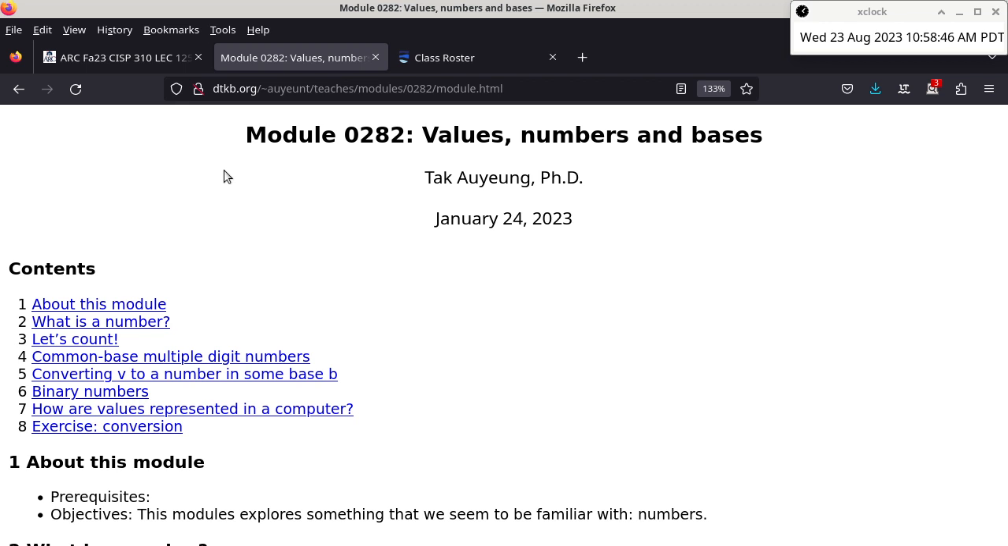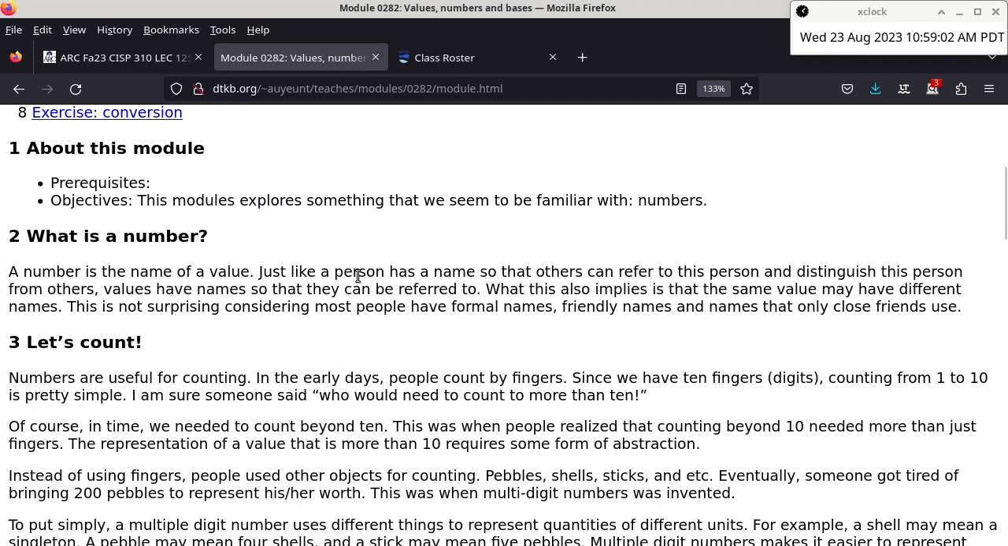Any other questions before we move on and talk about base conversion? No questions? All right. So we're going to get into base conversion. And the first thing is, what is a number? We just talked about it, so I'm not going to spend too much time on that.